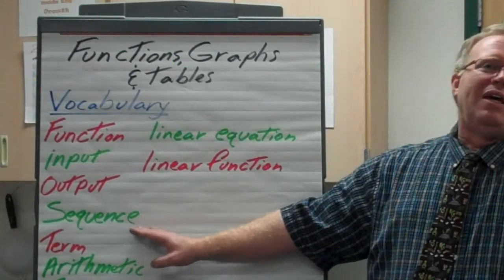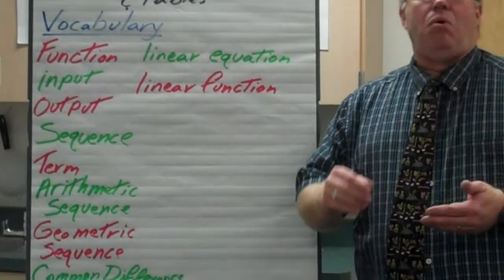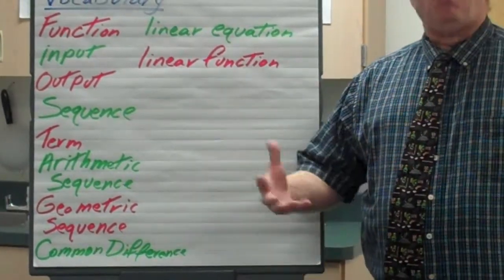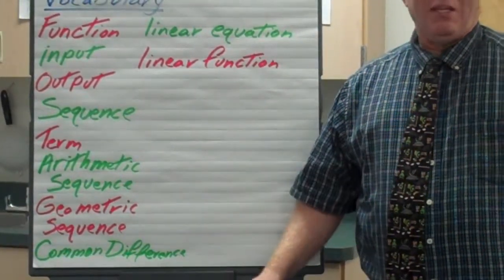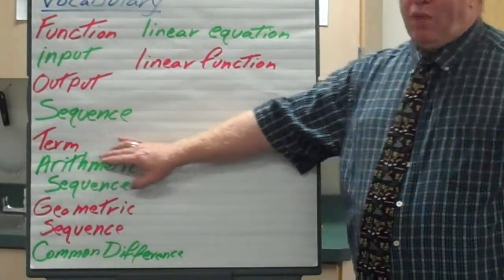The sequence. A sequence would be a list of numbers like 2, 4, 6, 8, or 1, 2, 3, 4. Any type of list of numbers in that order would be a sequence. Okay? The terms would be the numbers.